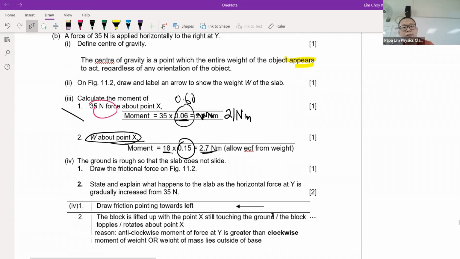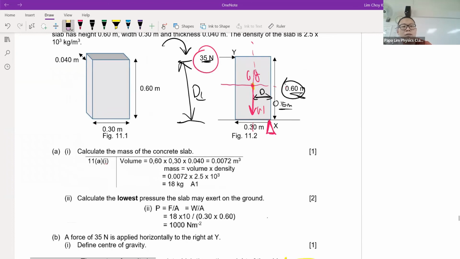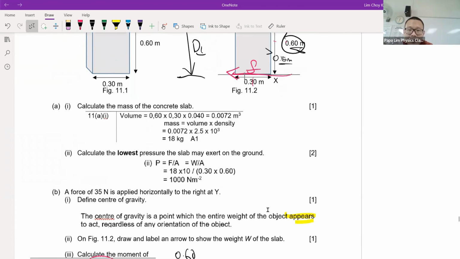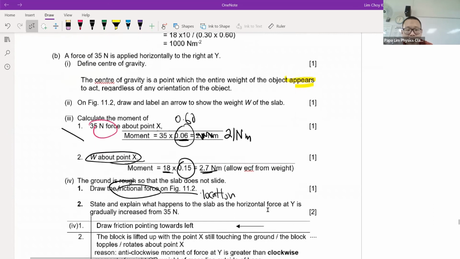Then after that, the question asks for the friction force. Remember, friction has to be at the surfaces. The location is important. So if the applied force is pointing to the right, the friction has to be going to the left. You have to draw it between the surfaces that are in contact, or what we call the contact area. So take note of the direction and the location.